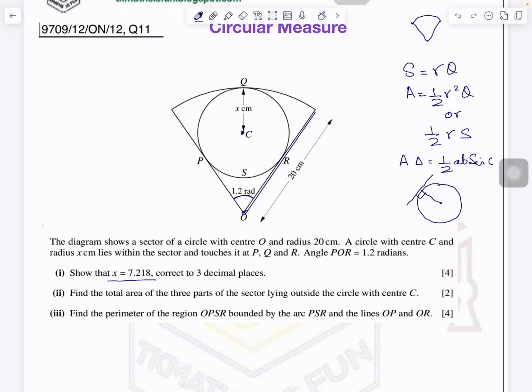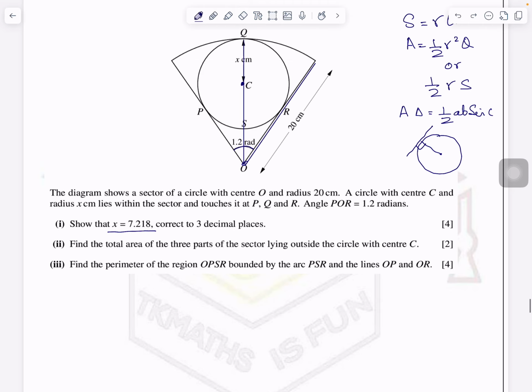So now to find x, what comes to your mind? Yes, you're right. OQ is also the radius of the big circle if I complete it like this, right? So it is also a radius. So this is also 20. It means I can say easily from here that OQ is equal to x plus OC. And OQ is what? 20. And what is OC? I don't know. So now we will see how to find OC.